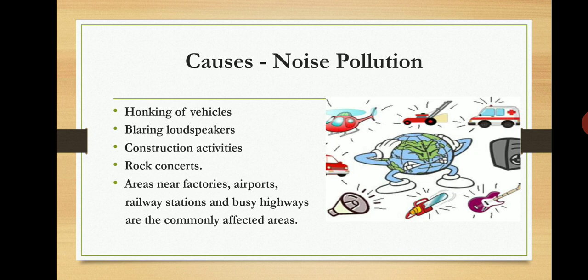So what can cause noise pollution? Honking of vehicles. What does honking of vehicles mean? The horns that we keep blaring. All the horns that we keep using, when we use the horn, it's called honking. Honking of vehicles, blaring loudspeakers, loud loudspeakers. You have the DJ playing at maximum volumes. Construction activities: any construction going on nearby, there's a lot of digging and work going on, which makes a lot of noise.